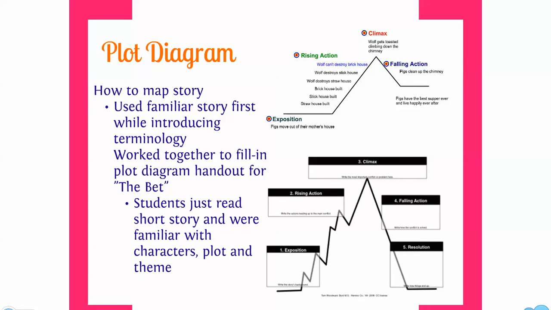For this week, the students were studying plot diagram and certain literary terminology. They learned how to map a story in detail. So first what we did was we used a familiar story to introduce the terminology, because a lot of them actually weren't familiar with it. And then after that, we used the Three Little Pigs, as you can see in the upper right hand corner right here. Again, exposition, description of the rising action, the climax, and then the falling action.